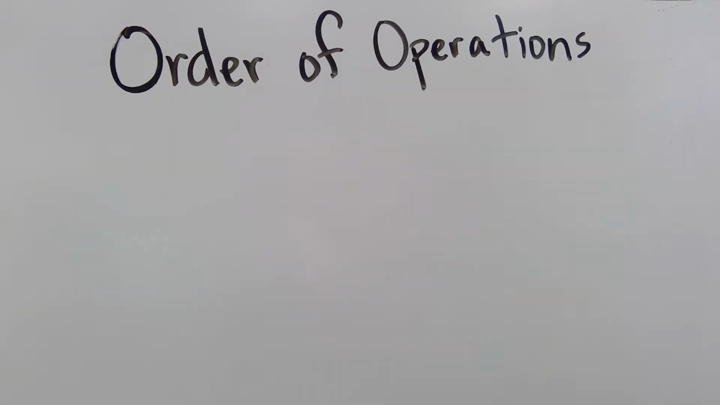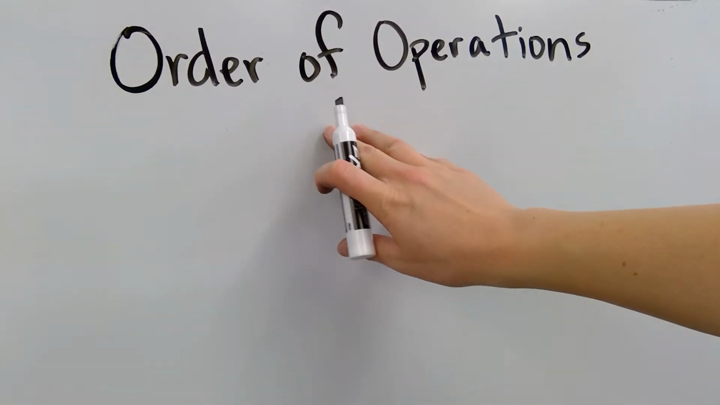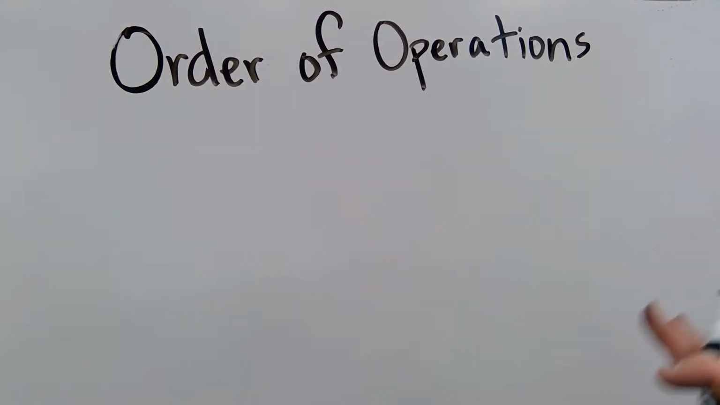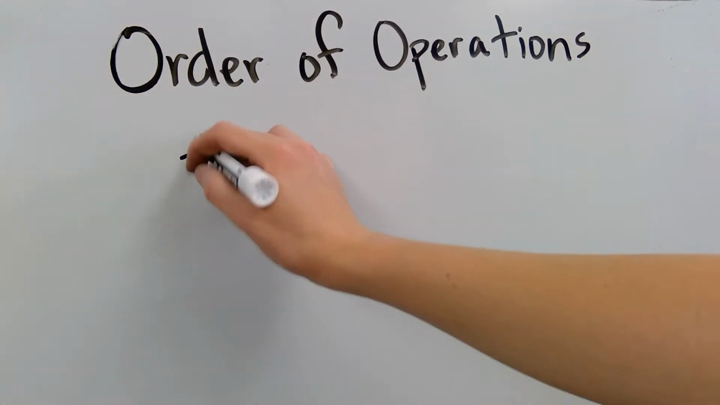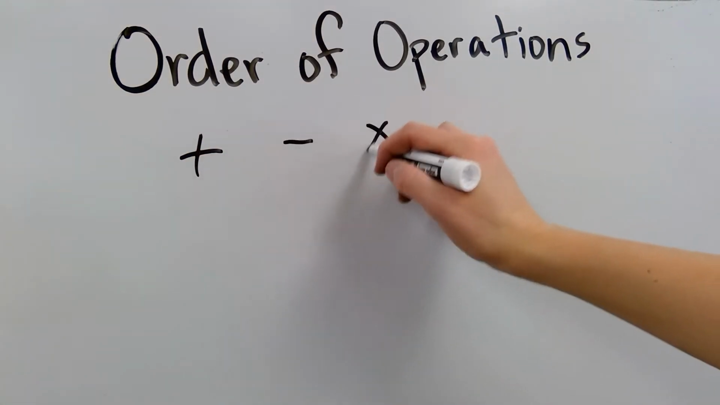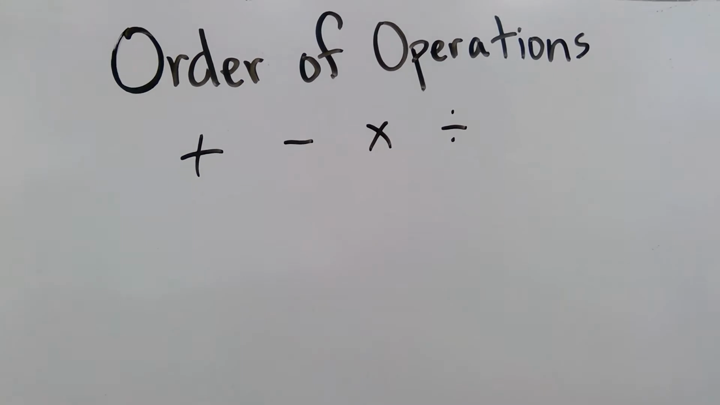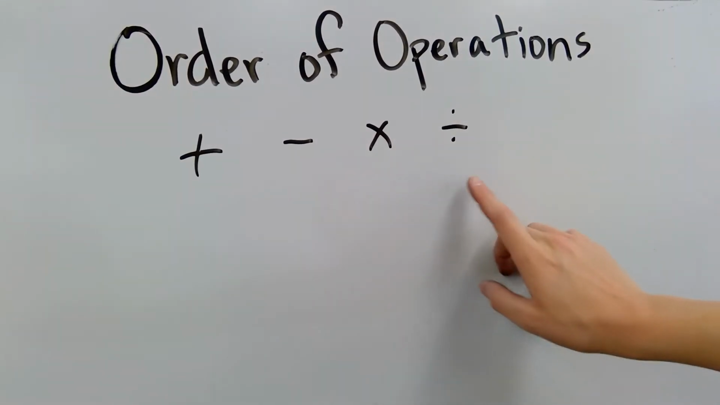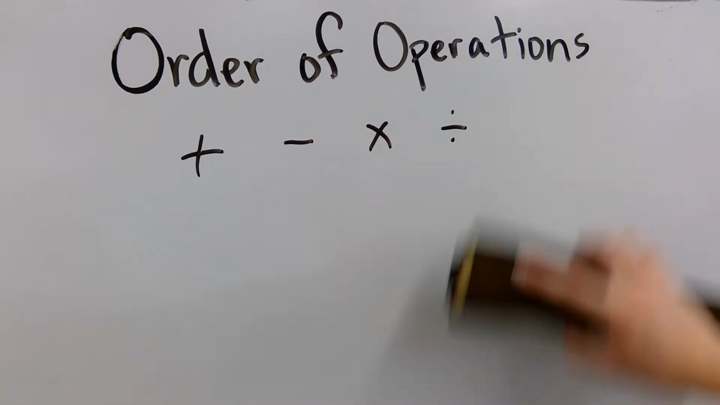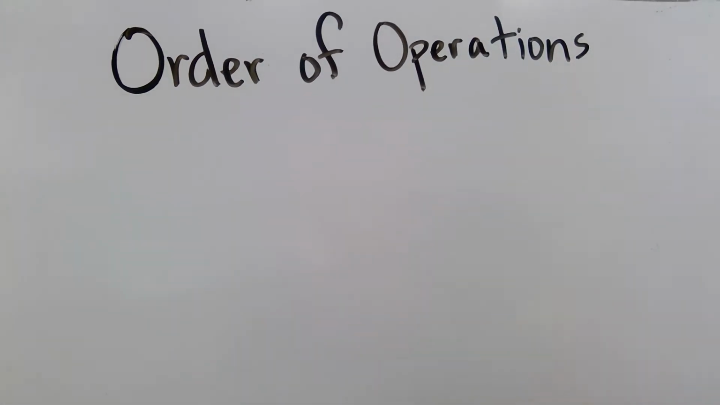In this video, we're talking about the order of operations, which is the order that we solve problems in when they have more than one operation. An operation is addition, subtraction, multiplication, division. Those are all operations. So if we have a problem that has multiple operations, we need to do it in the correct order.